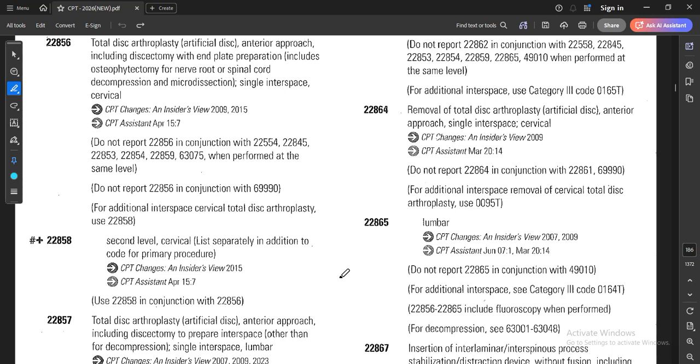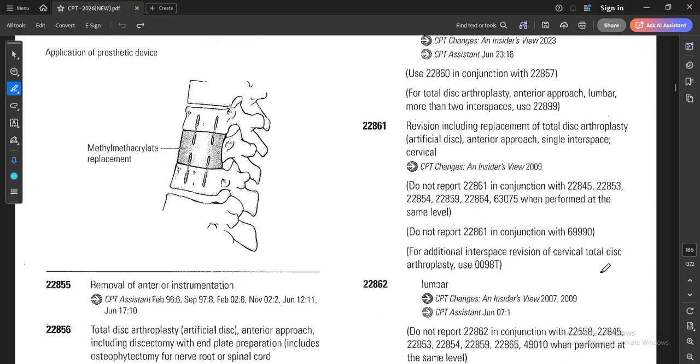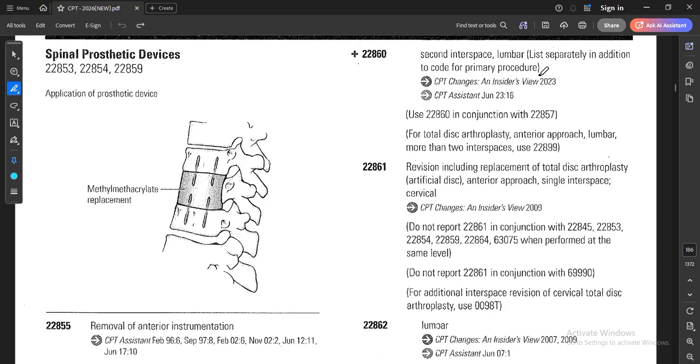Okay. Next we have lumbar. Total disc arthroplasty, anterior approach, single interspace, lumbar, 22857. Okay. Next we have second interspace, lumbar, 22860.